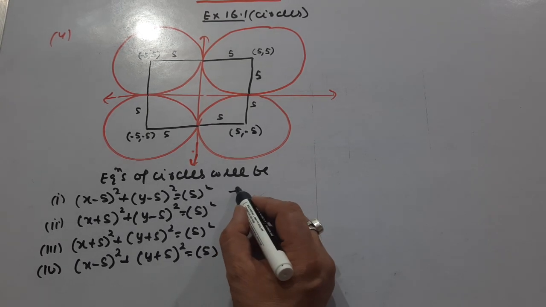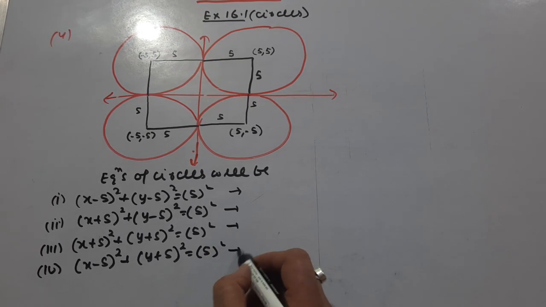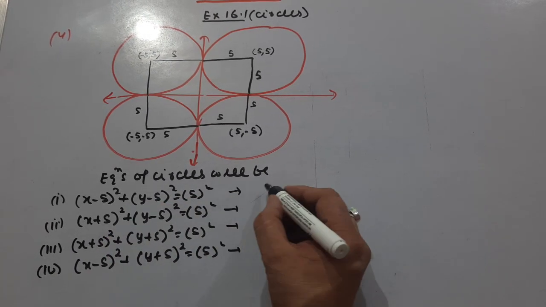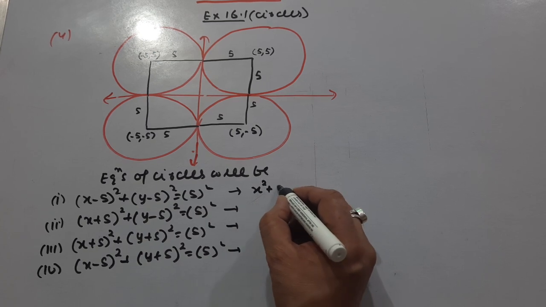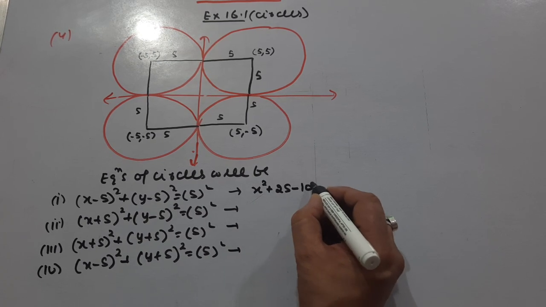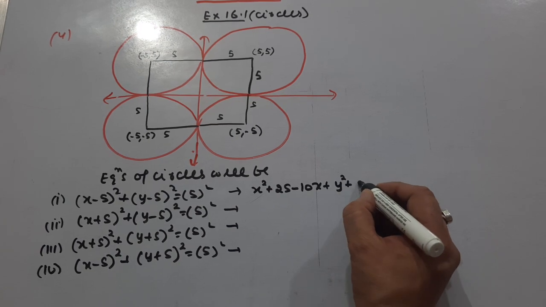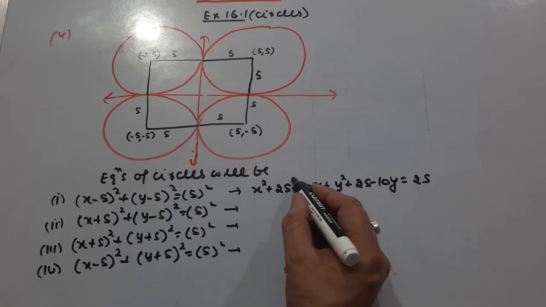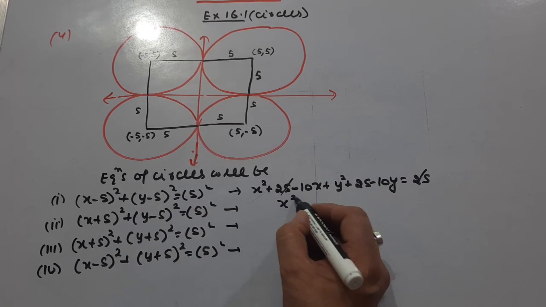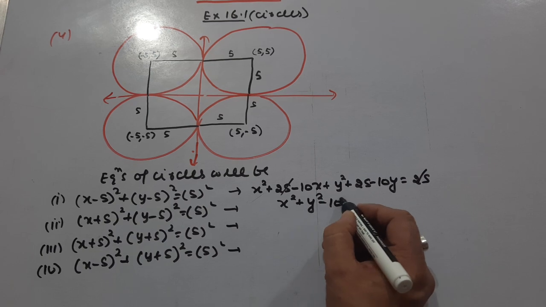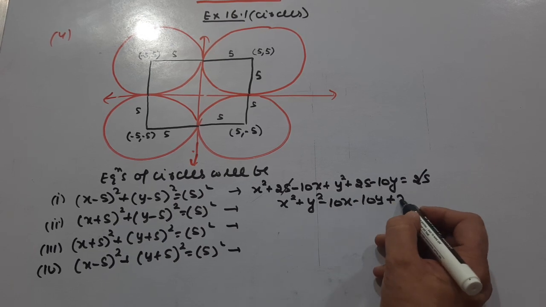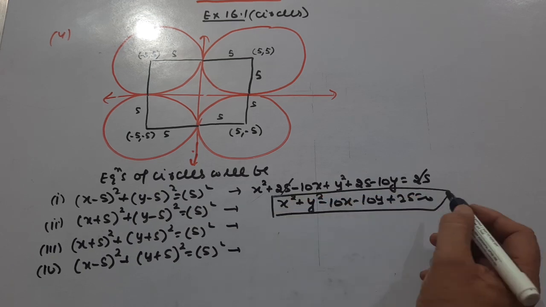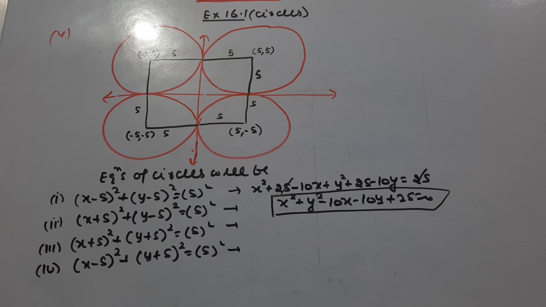Students, you can open the brackets and solve the equation. Let me show one. Suppose I solve the first one. So we get x square plus 25 minus 10x, y square plus 25 minus 10y equal to 25. Cancelling 25 with this, we get x square plus y square minus 10x minus 10y plus 25 equal to 0. So this is the required equation of the circle. Similarly, we can solve the other equations also.